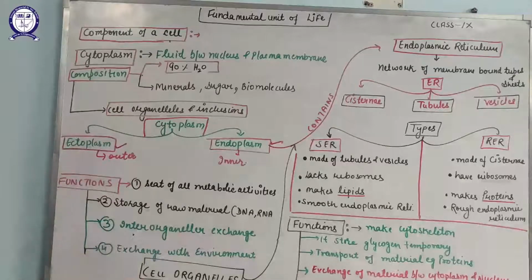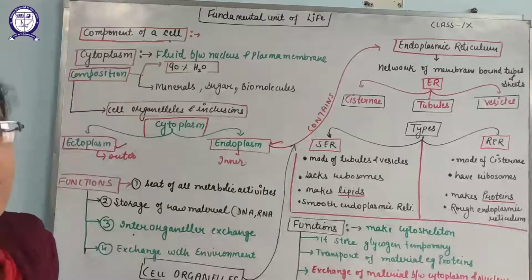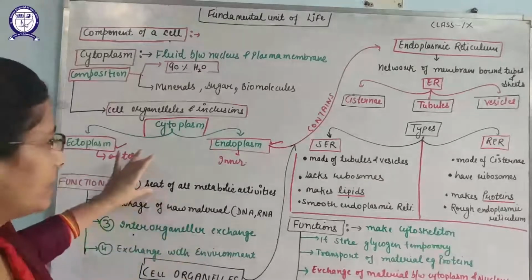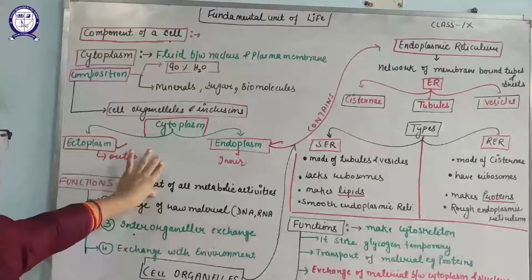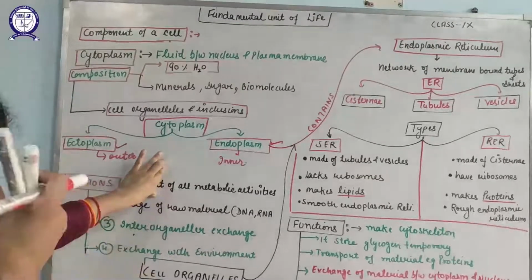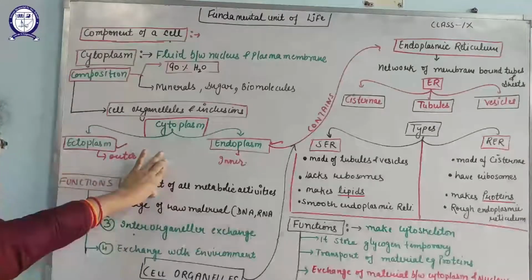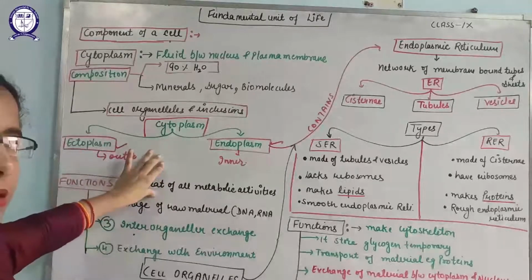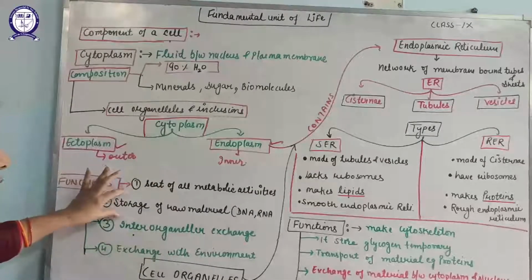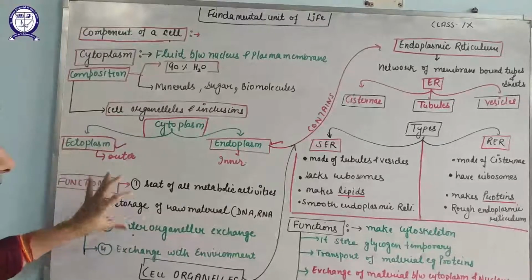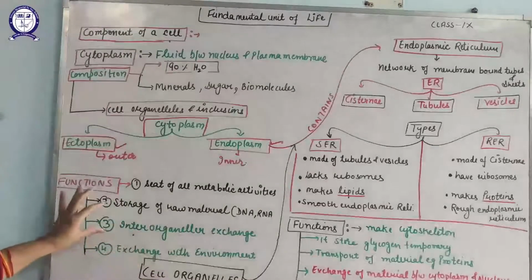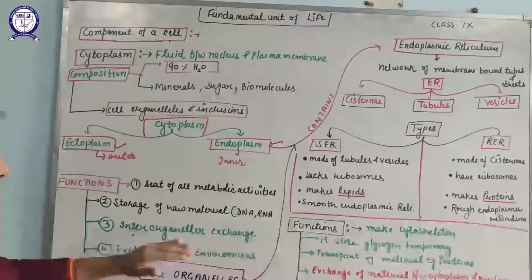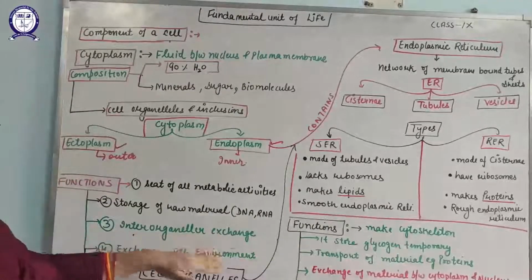This cytoplasm makes the background fluid of the cell, or we can say it is the seat of all metabolic activities. Metabolic activities like respiration, removal of waste, that is excretion, and oxidation, all these processes take place inside the cell organelles of the cytoplasm. It will store raw material also, like DNA, RNA and glycogen.